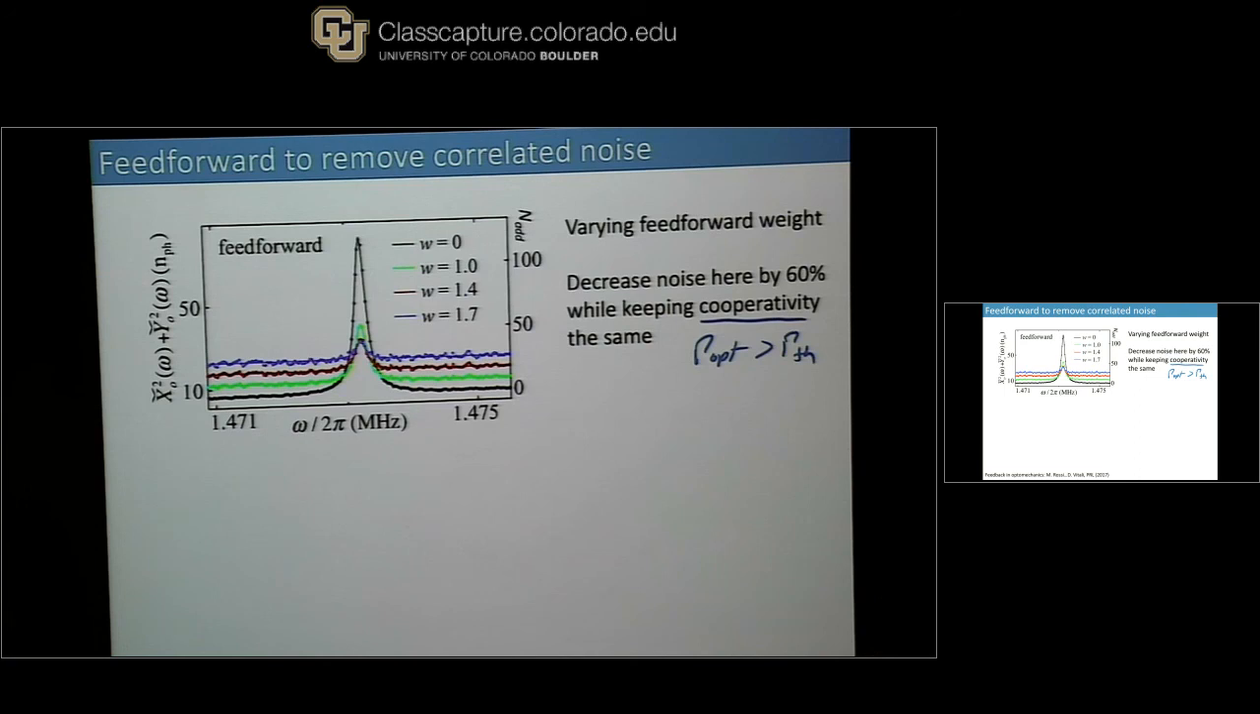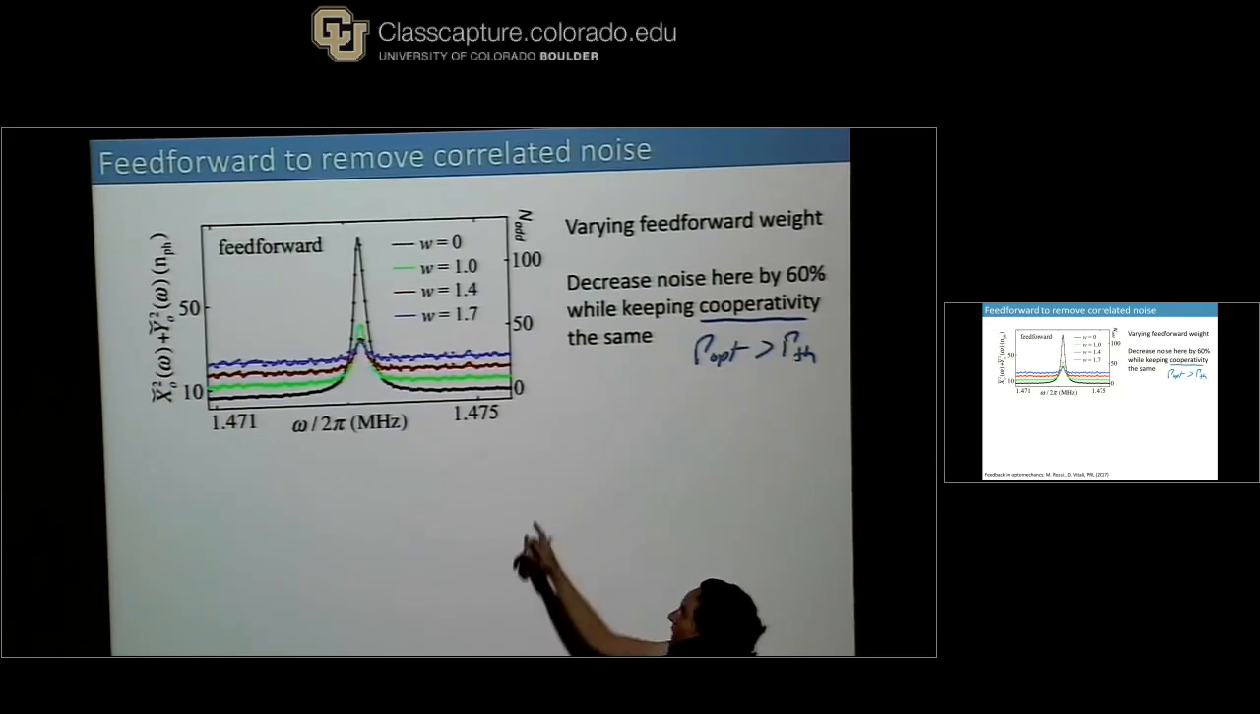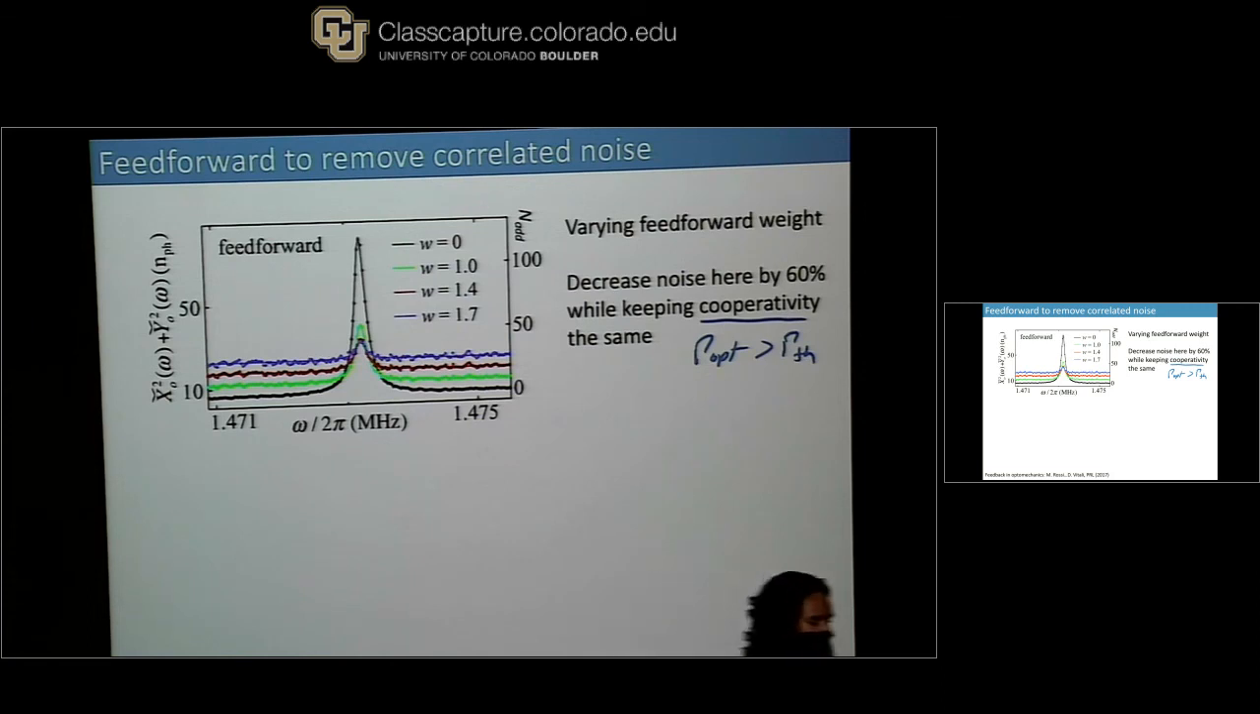Another thing you can notice here is the blue curve, the background signal, that imprecision, is going up. That's because I'm not very efficiently measuring the microwaves in this case, so it's coming from the microwave imprecision.